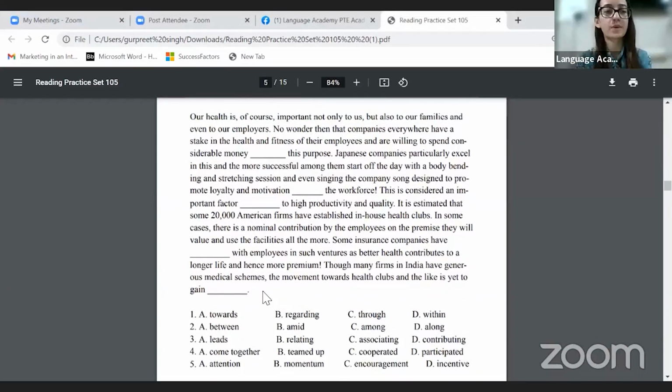Question number 4, and you have 2.5 minutes. Please time yourself and then post your answers.